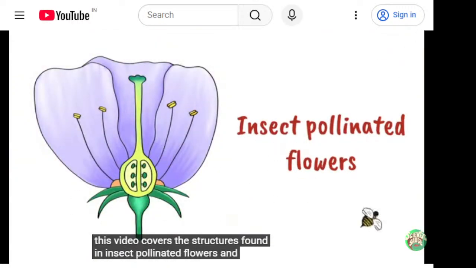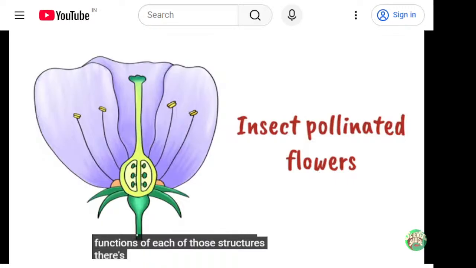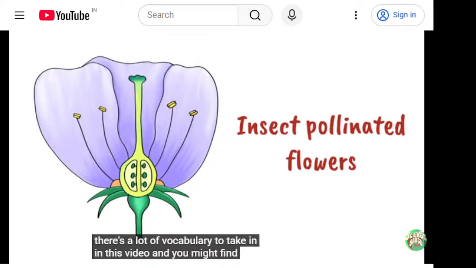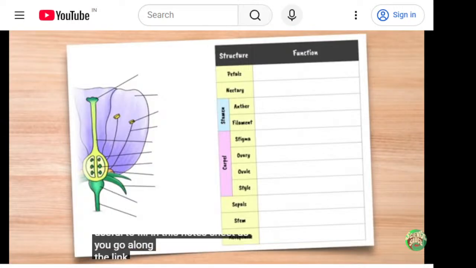This video covers the structures found in insect-pollinated flowers and the functions of each of those structures. There's a lot of vocabulary to take in this video, and you might find it useful to fill in this notes sheet as you go along. The link to the sheet is in the description.